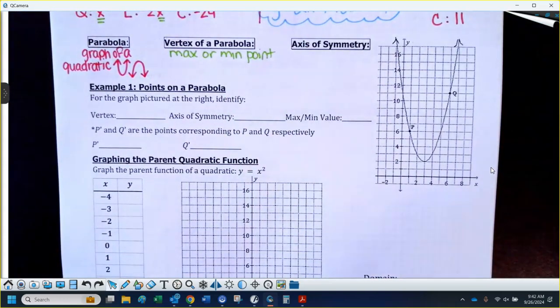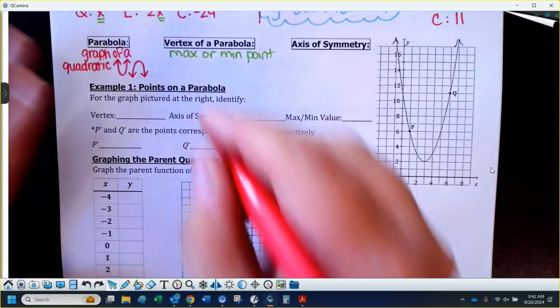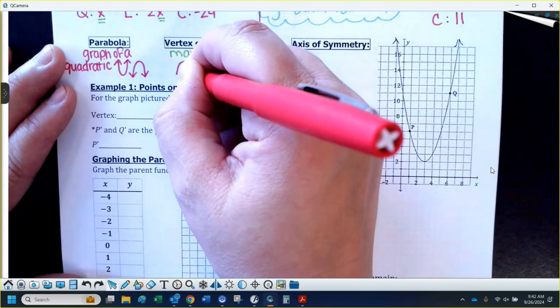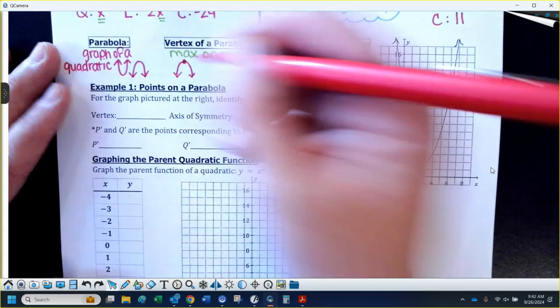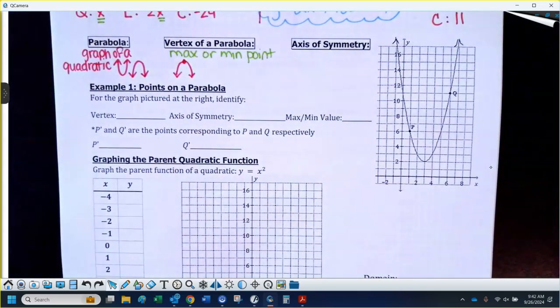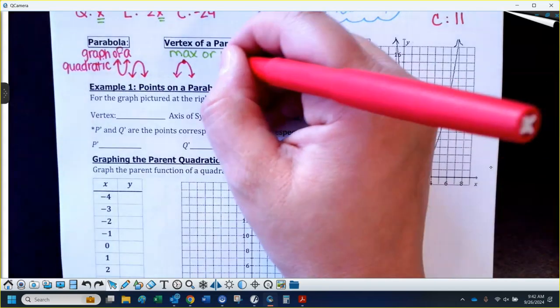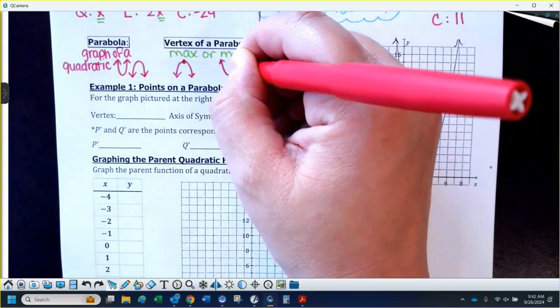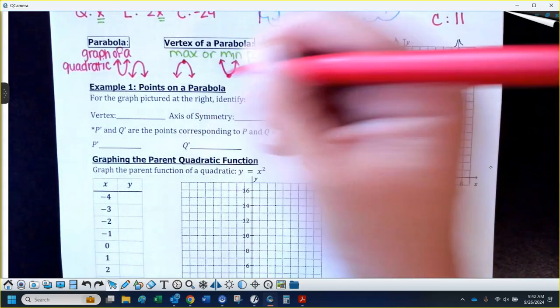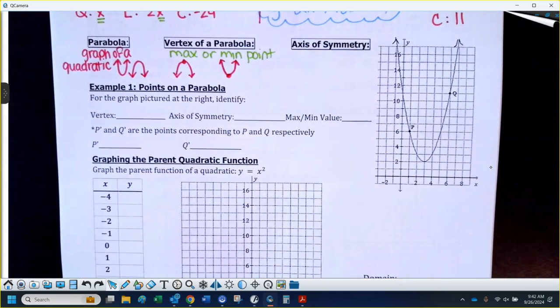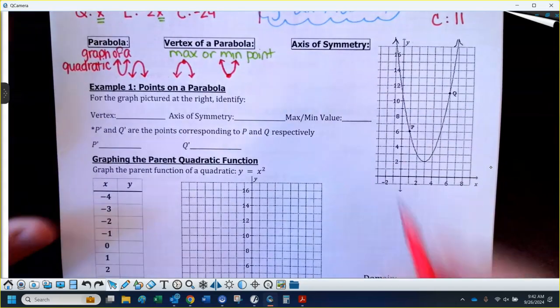Now, this always messes people up a little bit because the maximum is actually where the vertex is at if it turns upside down. So it would look like that. It'll be the minimum point if the graph turns right side up. There's the vertex on the bottom. So the vertex is just either the very top or the very bottom of your U shape. It depends on which type you have, how it's turning. It can be max or minimum. It can't be both.